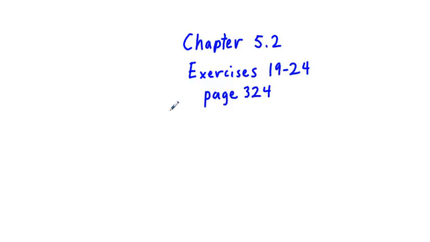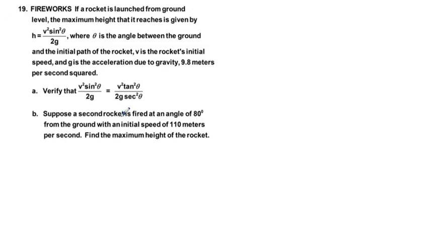Chapter 5.2, exercises 19 through 24. This section 5.2 has to do with verifying trigonometric identities, and I'm going to work out the odd number problems 19, 21, and 23. Problem 19, fireworks.